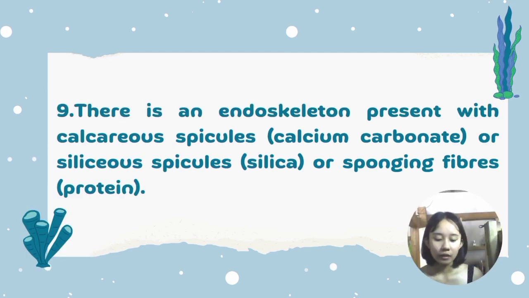Number 9, there is an endoskeleton present with calcareous spicules, or calcium carbonate, or siliceous spicules, or silica, or spongin fibers, which is protein. Calcareous spicules help larvae stay buoyant while in the plankton or reach the bottom at settlement to enhance reproductive success or catch prey. Meaning to say, as long as a certain sponge stays buoyant, it can just flow in the water until it finds its habitat.